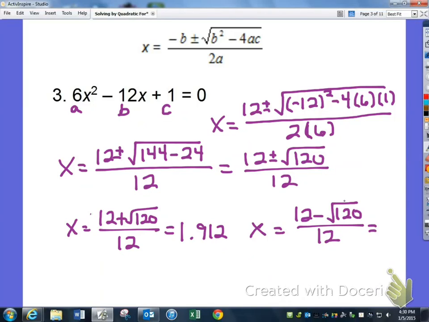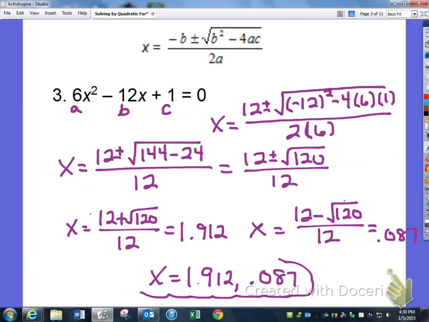Then I'm going to do that for the next one. I'm going to do 12 minus the square root of 120, hit enter, and then divide by 12. And I get 0.087. So my solutions are 1.912 and 0.087, and it does not matter what order you write your answers in. Either order is fine. You could do the 0.087 first if you wanted to. Okay, let's look at the next one.